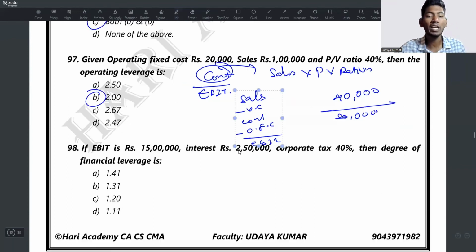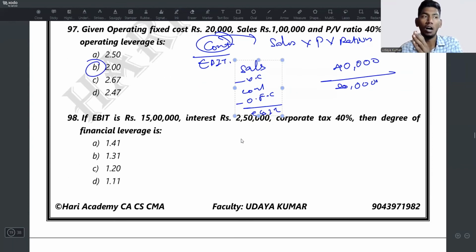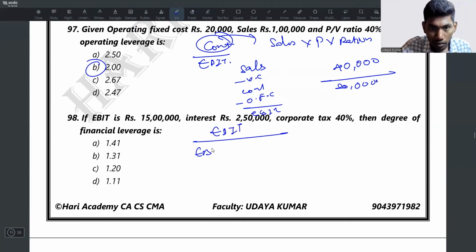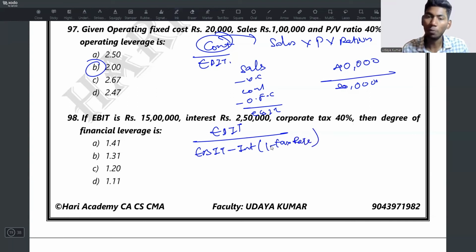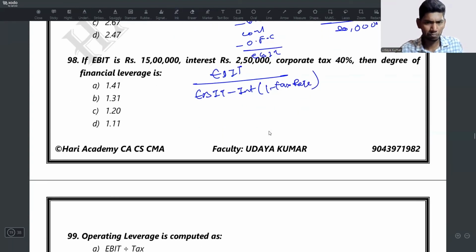Moving to question number 98. If EBIT is rupees 15 lakh, interest rupees 2 lakh 50, corporate tax 40%, then the degree of financial leverage. Earlier he asked the operating leverage, now he is asking the degree of financial leverage, which is EBIT divided by EBIT minus interest. If you substitute the values in this formula, you will be able to find the answer. Ultimately, using this formula and implementing the values, the answer would be 1.00.